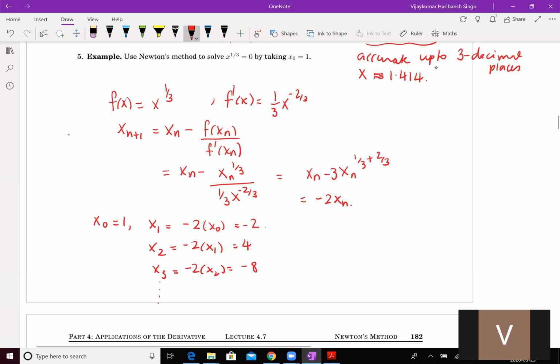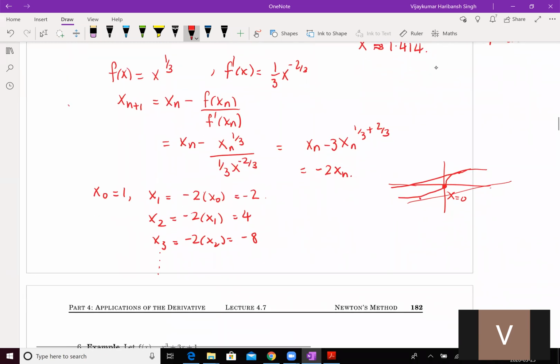So you see that instead of getting closer and closer to any solution, the only zero of this function is zero. But instead of going closer to the solution, because of the shape of this, the tangent lines are kind of moving away, right? So instead of getting closer and closer to the solution, you're getting further and further away. So this gives you an example where Newton's method fails.